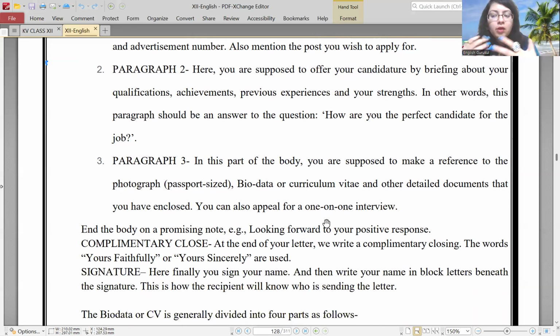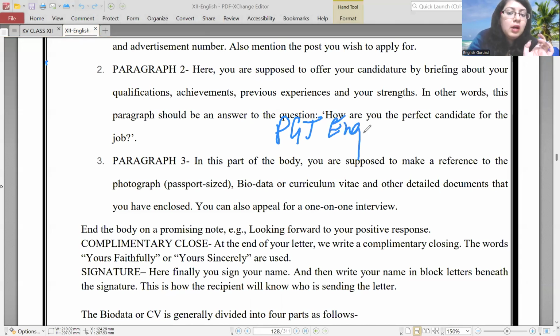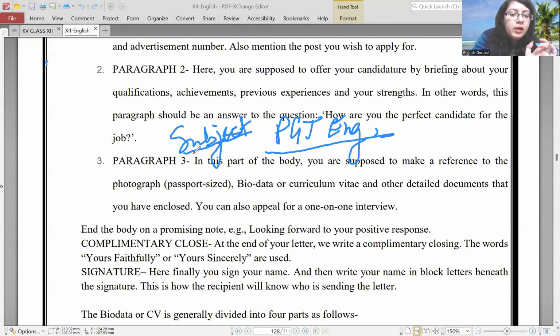Obviously, when you are writing the job application, you have to make sure that you delineate the position for which you're applying. For instance, if you're applying for the post of PGT English, then you have to mention application for the post of PGT English, right? Even in the subject line, do not use slangs and do not use short words. Write subject and then write application for the post of PGT English.